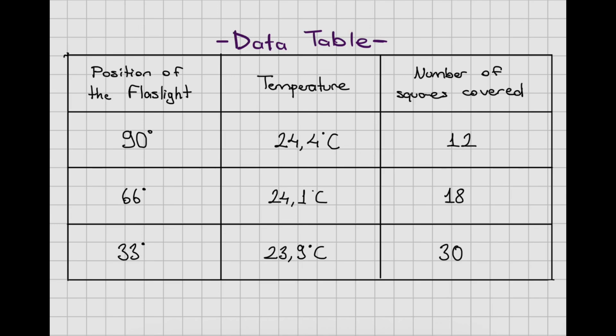And lastly, at 33 degrees, the beam of light was the largest and the most spread out one, and the temperature was the lowest. To sum up, we can say that as the angle of insolation decreases, the sun's rays are spread over a larger area and the intensity decreases.